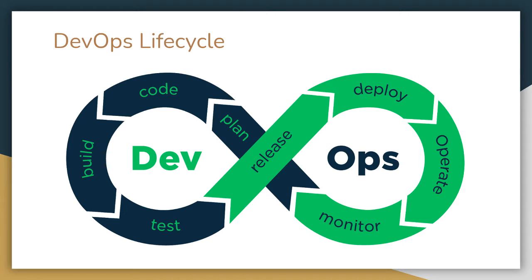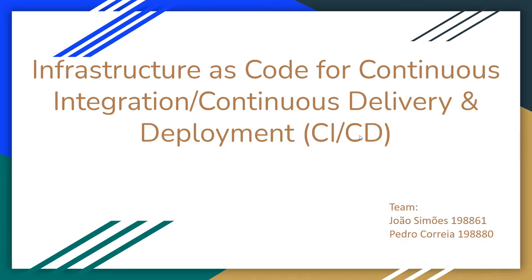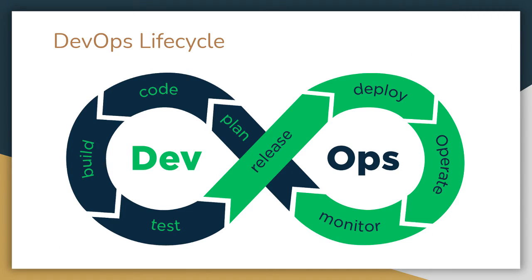Hi. We are going to talk about infrastructure as code for continuous integration, continuous delivery, and continuous deployment. This project is being made by us for our course, Agisit. First, we'll talk a little bit about the DevOps lifecycle.